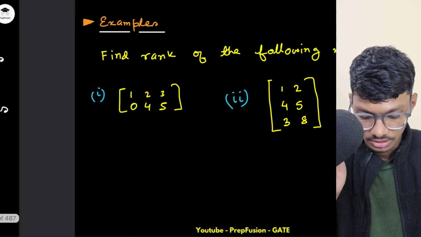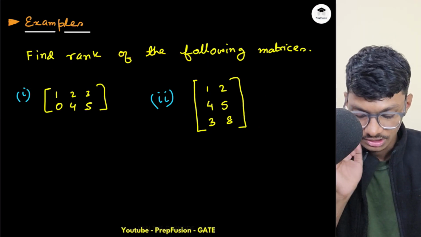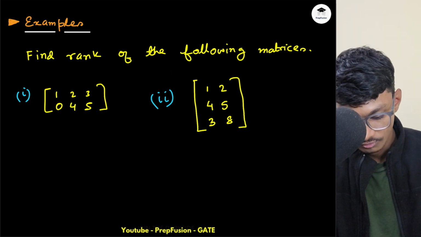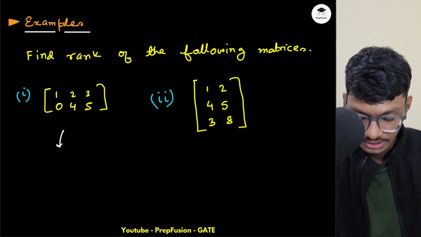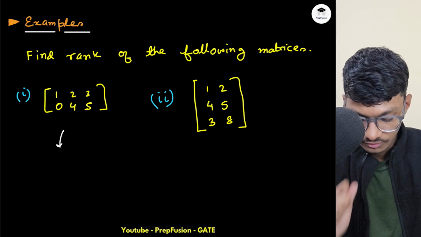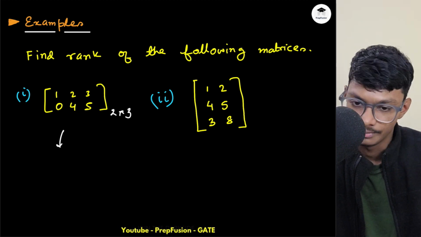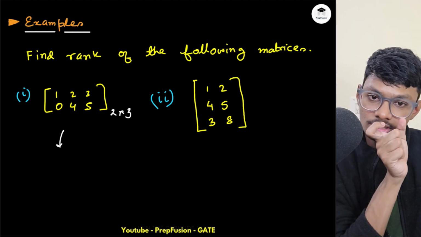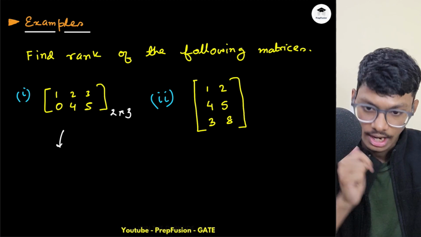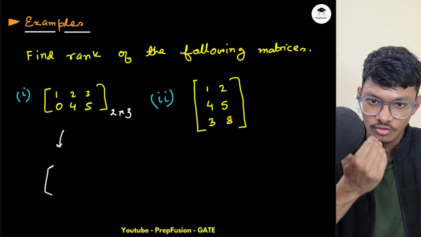Another definition of rank. Let's solve a few questions and do a few examples. We have to find the rank of the following matrices. So this is a matrix. Are there any linear dependencies between these rows? First of all, I can see this is a 2 cross 3 matrix, so the rank at max can be 2. Are the two rows linearly dependent? They are not. Even if you convert it into row echelon format, you will see.